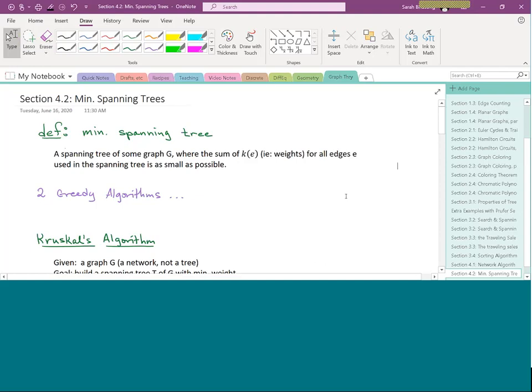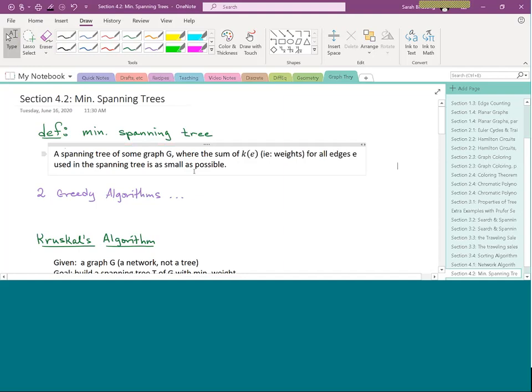You don't have any circuits. You don't have any cycles. You don't have any of that in there. It's just pick any two vertices, and there's exactly one path between any two vertices that you choose. Now, spanning tree means it is a subgraph of some given graph G. Spanning means you used all of the vertices in a graph G, just to remind ourselves.